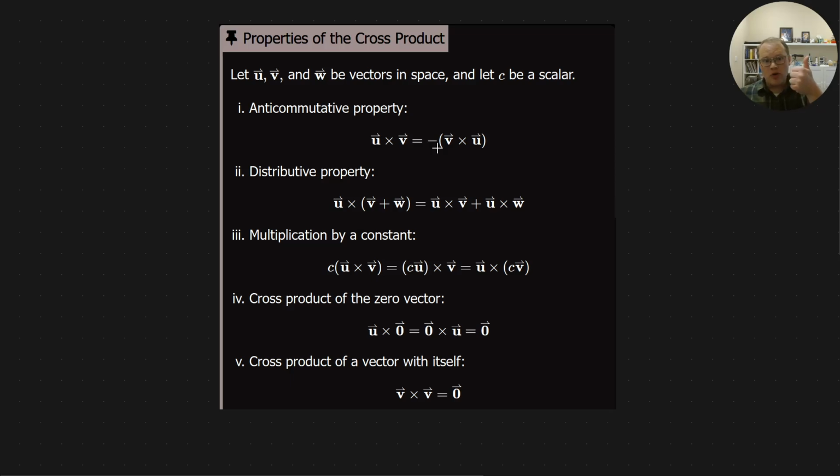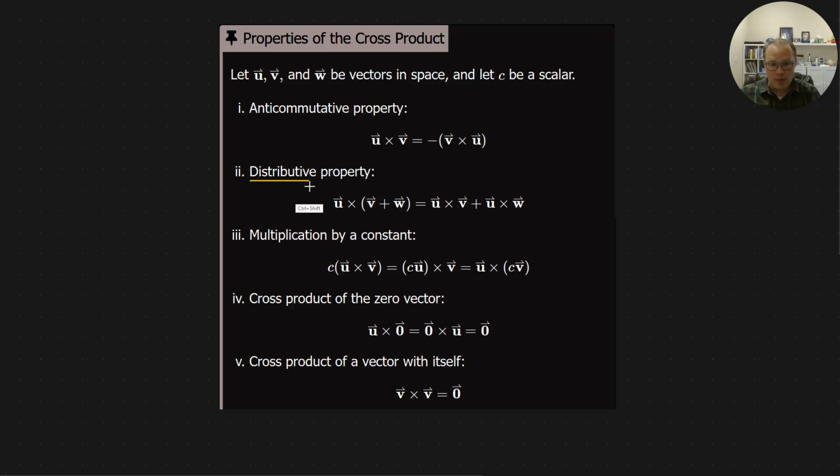If you curl your fingers first through V and then through U, your thumb will be pointing the exact opposite direction. Okay? So this is a big difference from standard multiplication and also from the dot product, which also has commutativity. The cross product does not have commutativity. Order matters. Okay? But many of the other properties are similar to multiplication.